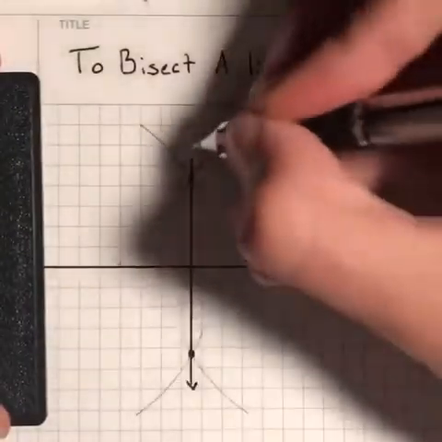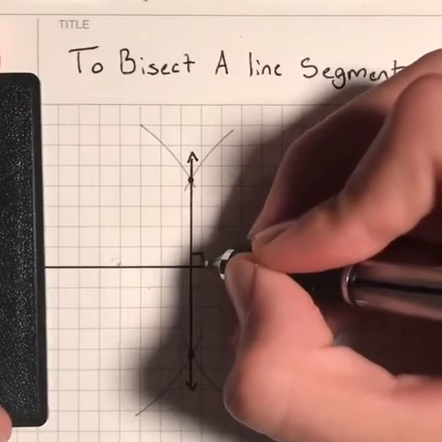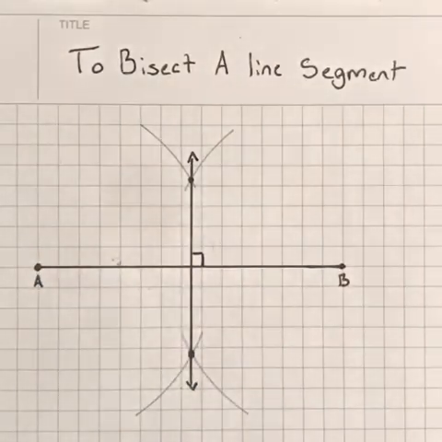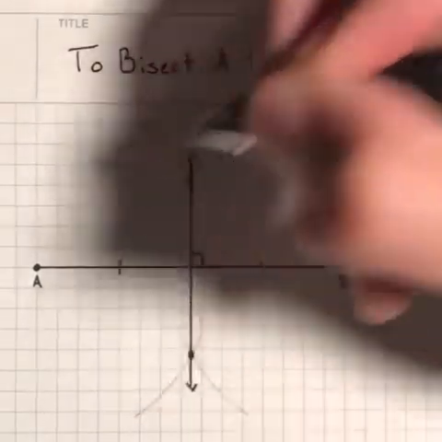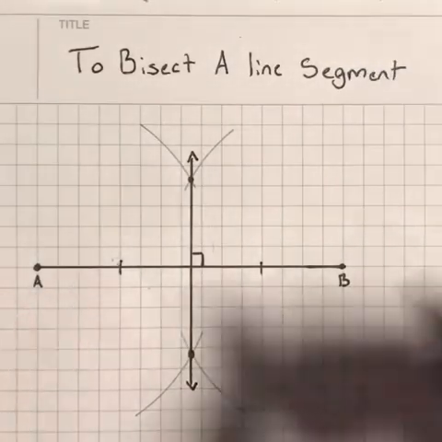But remember, that is not a bisector unless you add this symbol, which signifies that that is a 90-degree angle, and these marks, which tell us that these two sides are of equal length.